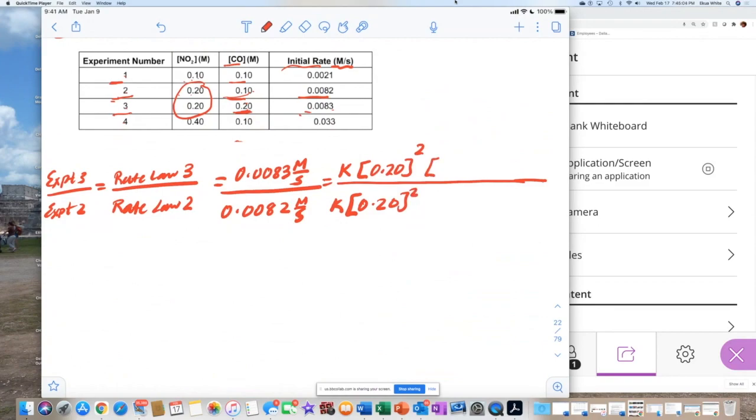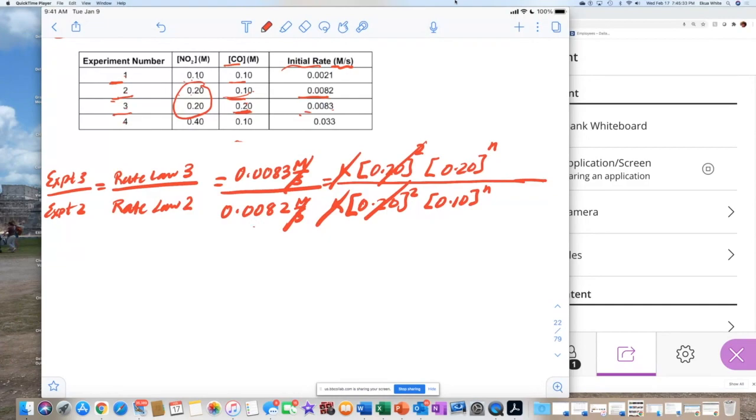Now we're looking at CO. CO is 0.20 raised to the power n. We have no idea what the order is. This is 0.10 raised to the power n. We're trying to solve for n. Now that we have all of experiment 3 on top and 2 on the bottom, we can work this out. The K's cancel out, the NO2 terms cancel out, and the units cancel out.